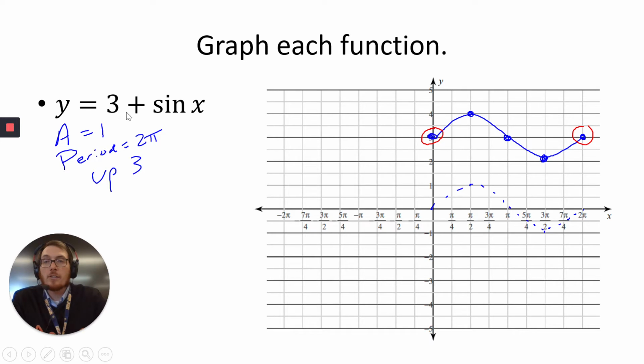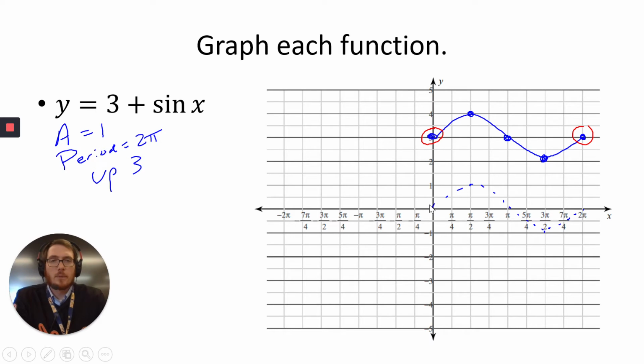So this graph here has 3 plus sine x. Notice there's nothing in front of the sine after the addition symbol, so the amplitude is still 1, the period is 2 pi. That's a normal sine graph. But the graph has moved up 3. So you can think of this as the regular sine graph, just all the numbers are shifted up 3.